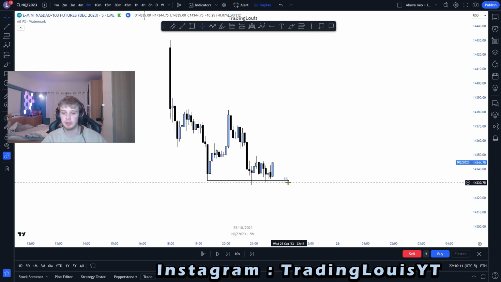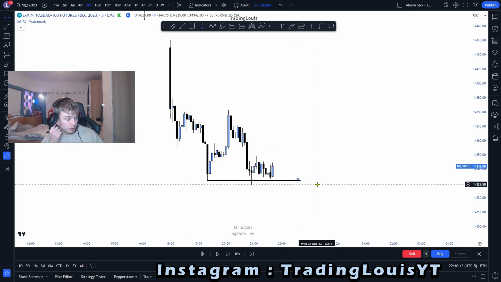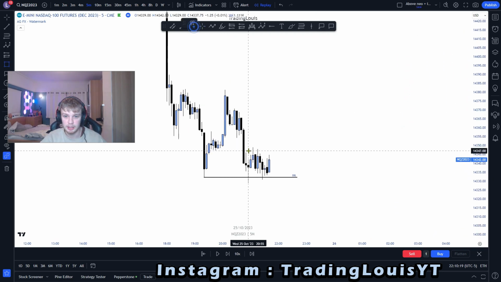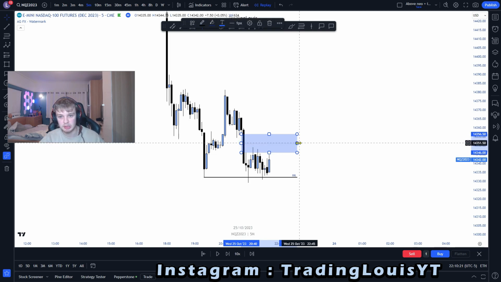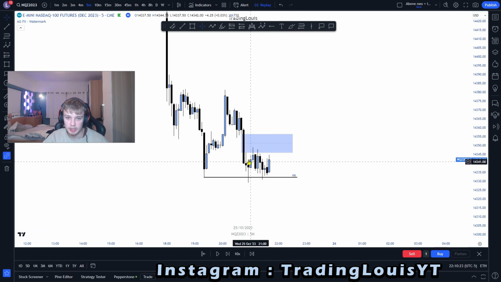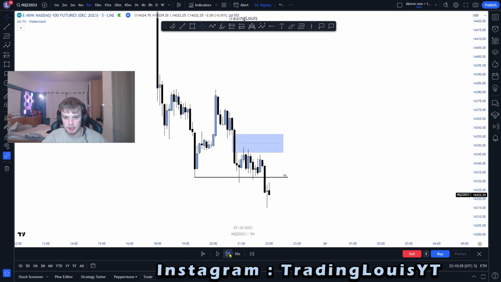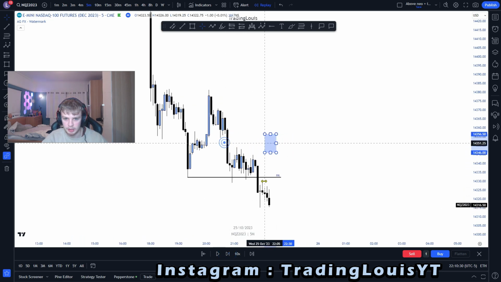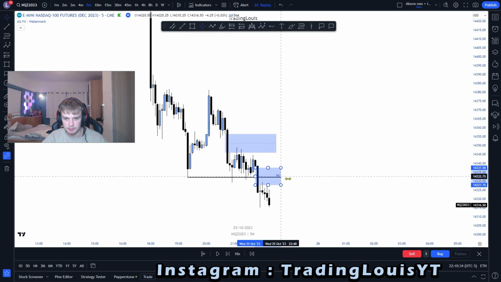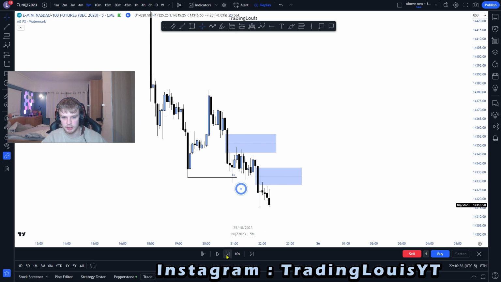So yeah, I hope you can now trade and determine your draw of liquidity a lot easier using this little strategy that I've given you. So right now we have just taken sell side liquidity. We have this bearish fair value gap. We have another one here. So let me just draw these on. We have fair value gaps here. We've just taken sell side liquidity.